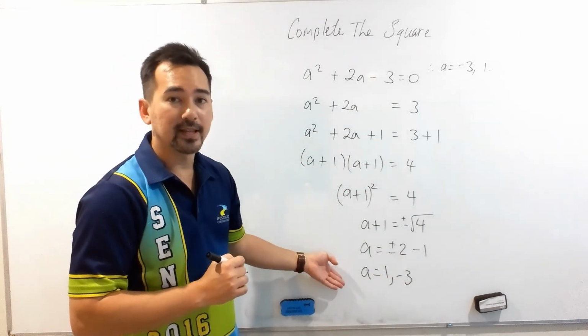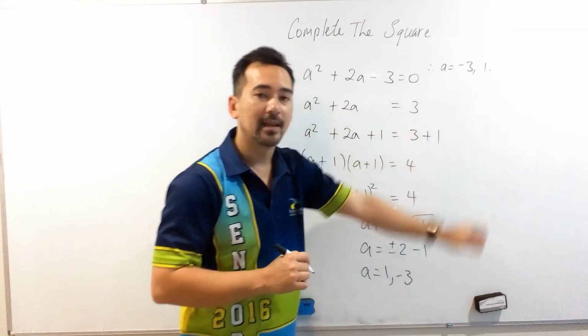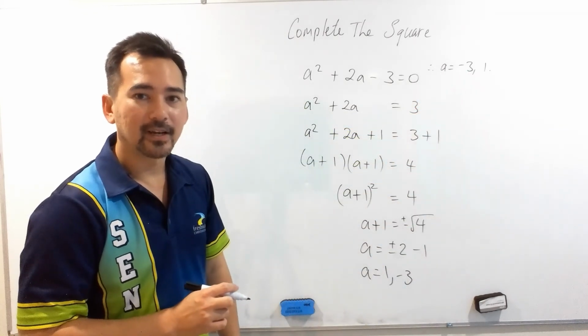And we know that that's correct because we solved it by factorizing earlier on. So that's completing the square. Harder questions to come.